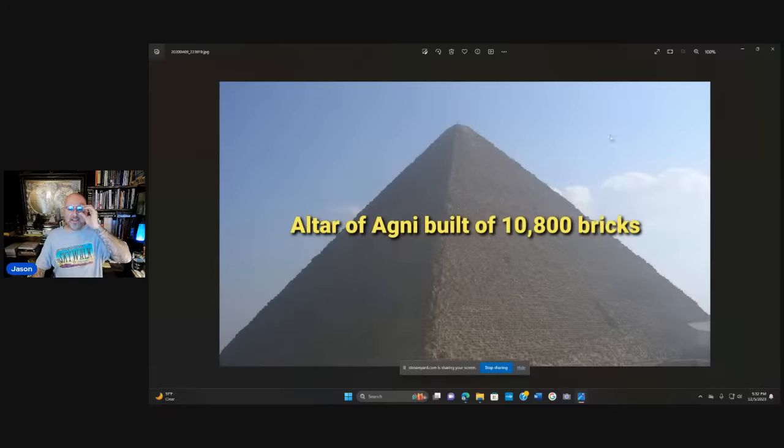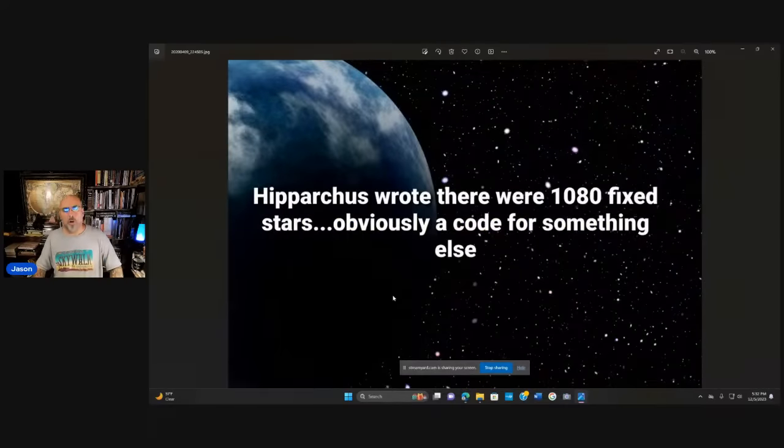The altar of Agni had 10,800 bricks. Guys, you can't make this stuff up. Every bit of this is verifiable. The altar of Agni was built of 10,800 bricks. This is in Hindu tradition. Hipparchus wrote that there were 1080 fixed stars. This is obviously a code for something else. 1080 fixed stars.